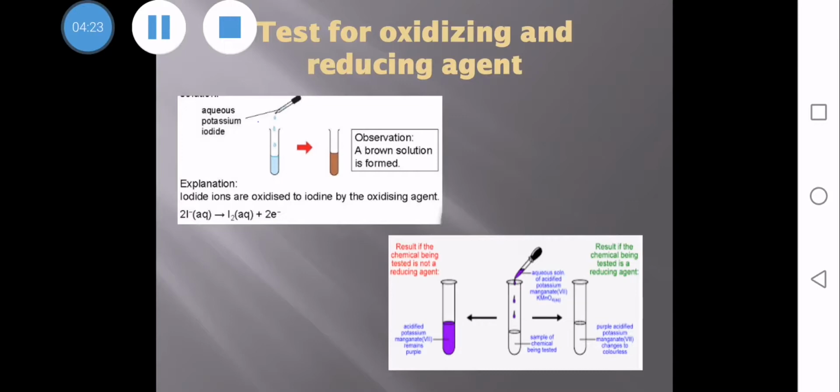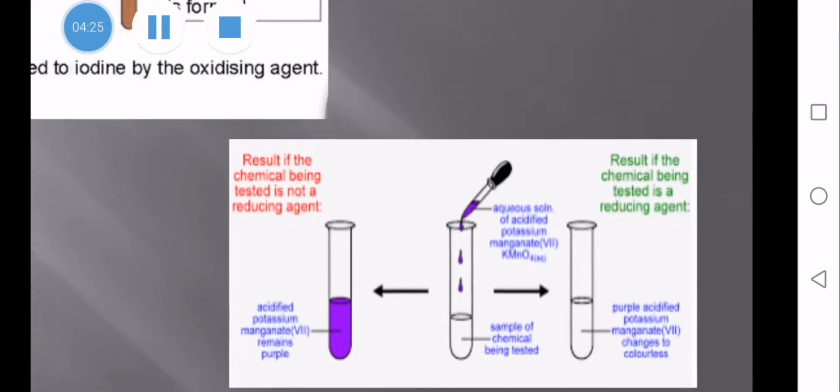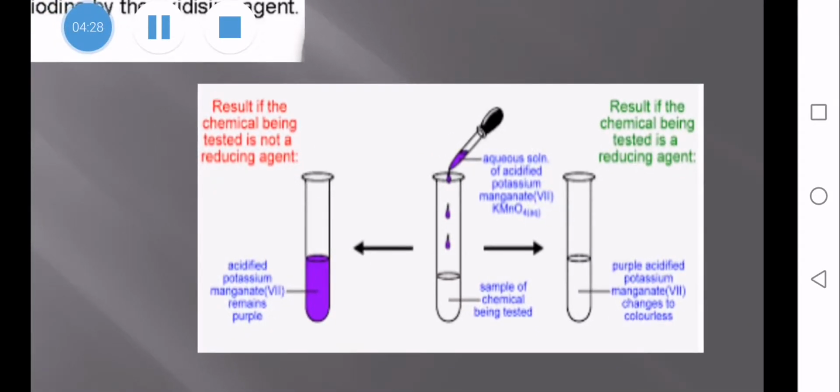The other is the test for reducing agents. If you add aqueous acidified potassium permanganate, the color will be purple. If the chemical being tested is not a reducing agent, the purple color remains. The purple acidified potassium permanganate changes to colorless if the chemical being tested is a reducing agent.